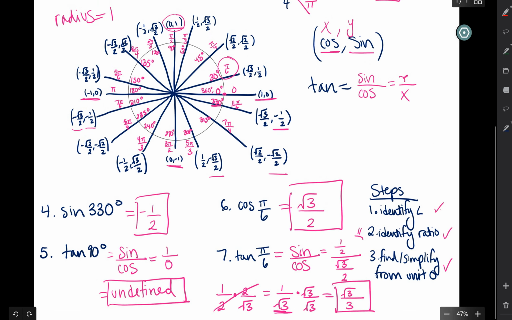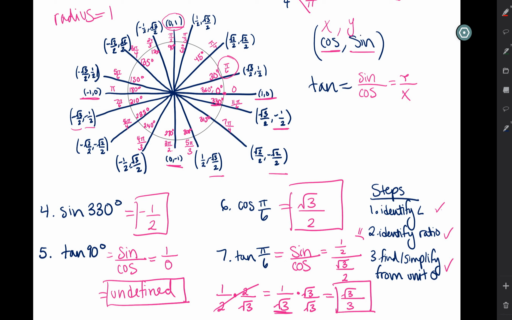So this covers all 3 sections of the Delta Math. I hope this was helpful.